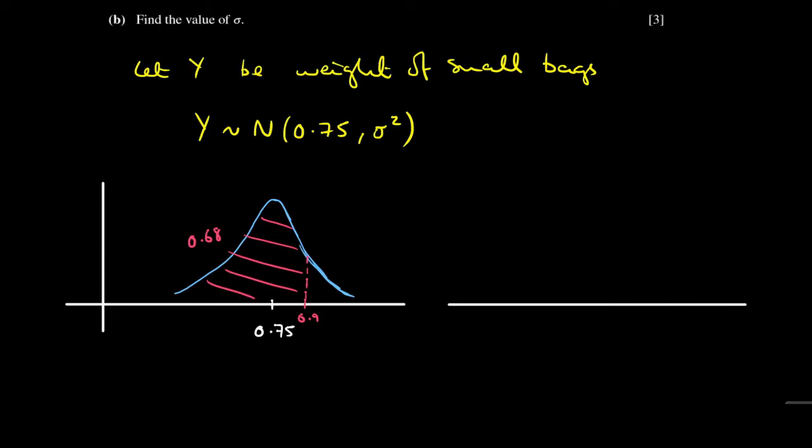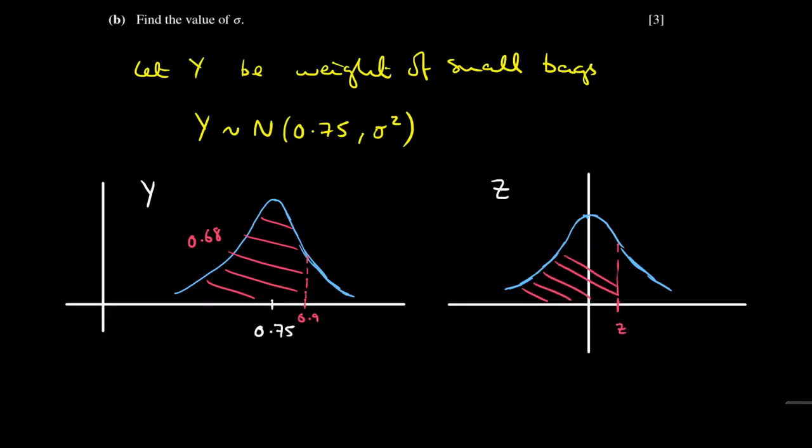So what I'm going to do now is draw the Z distribution. The Z distribution is the normal distribution that's centered on 0 with a standard deviation of 1. Let's label that. So this is the Y distribution, and this is the Z. What we know is that there is going to be an equivalent value on the Z distribution, which I'll call Z, which also has 68% of the data to the left of it.